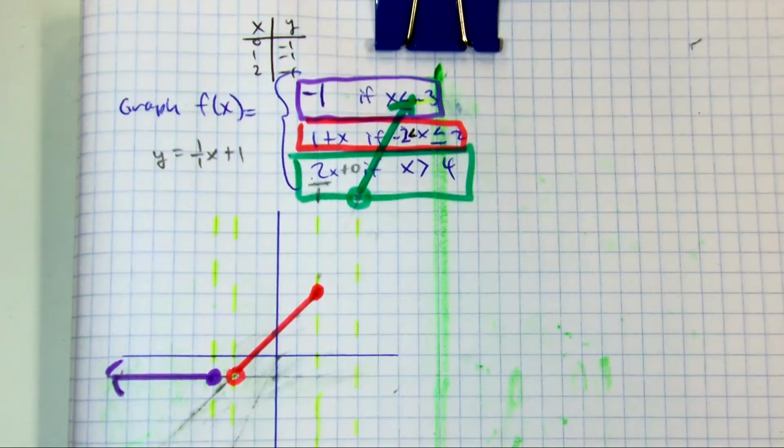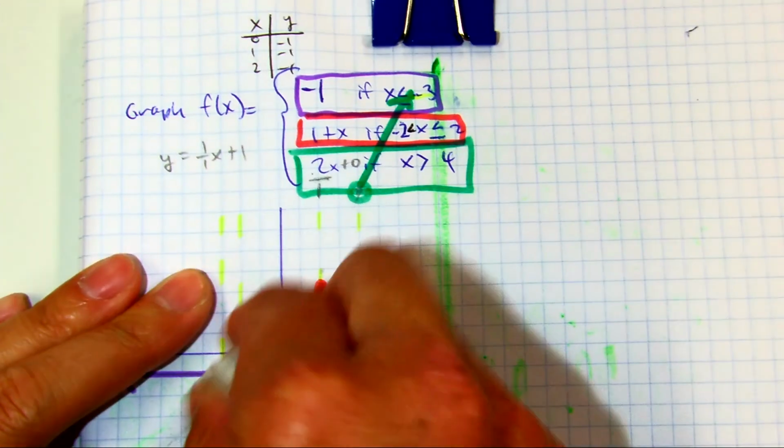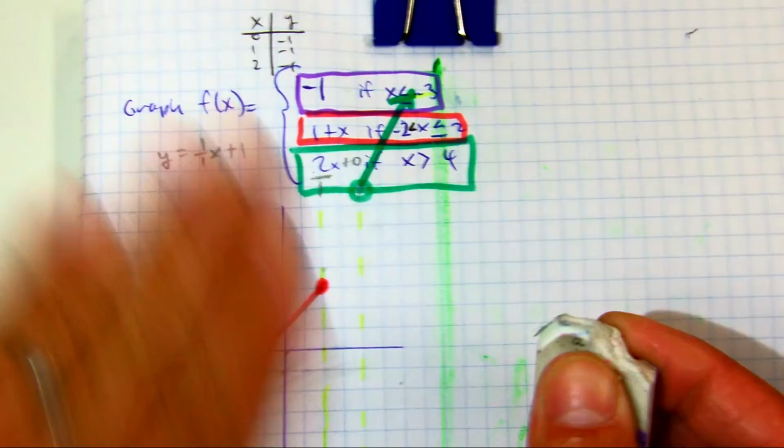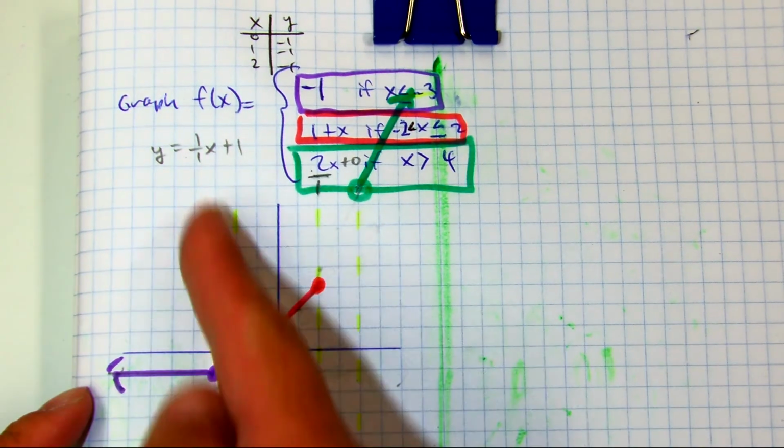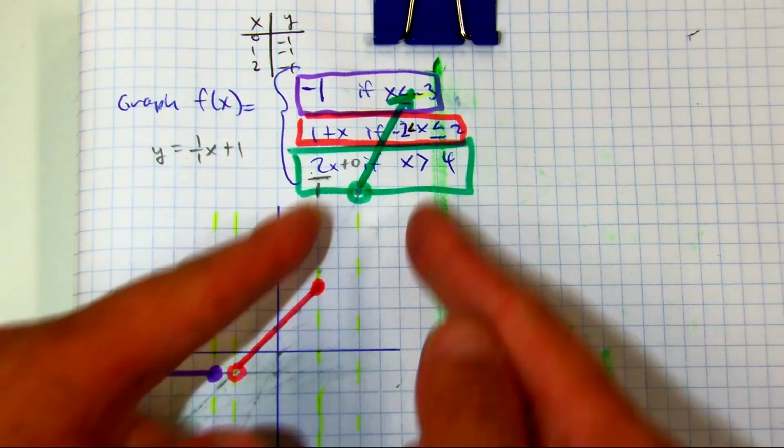So this is what our piecewise function looks like. It's 3 linears. 3 different parts. You see where they kind of start at the boundaries or in between the boundaries and then past the boundaries. Okay?